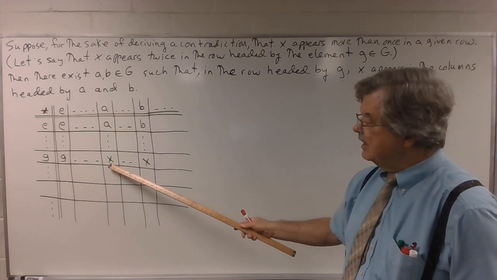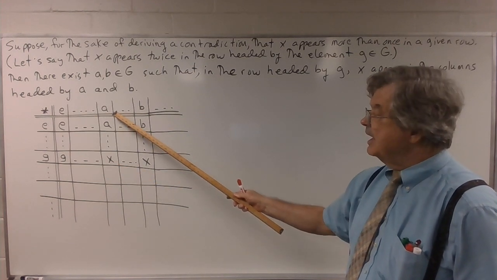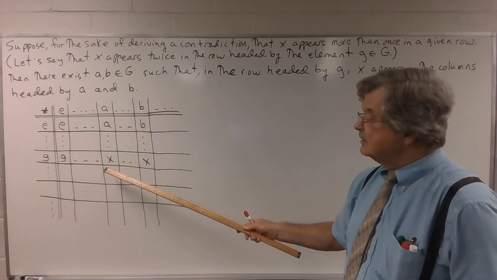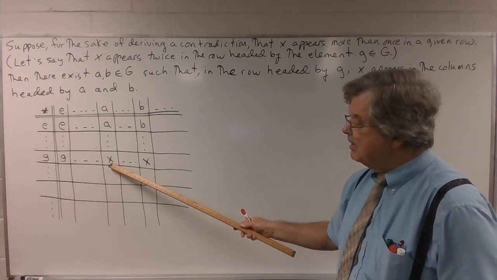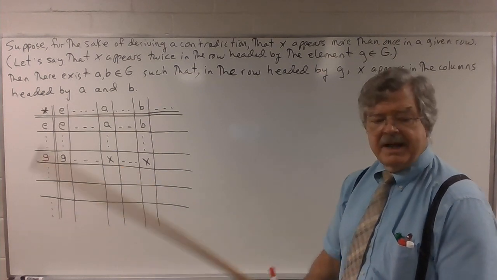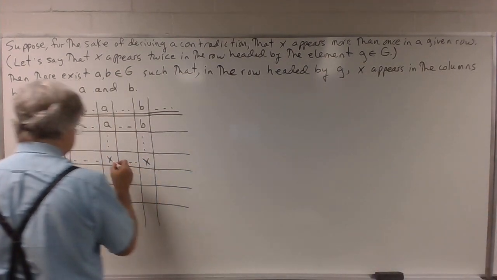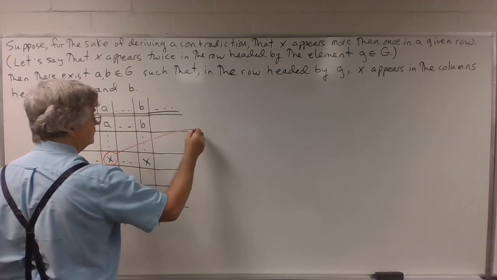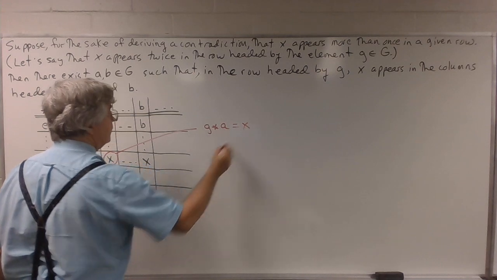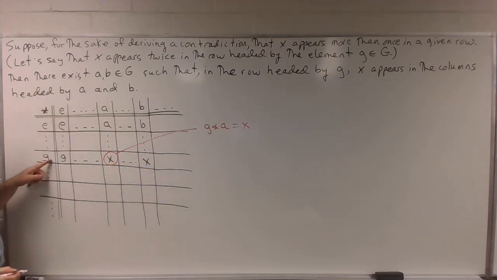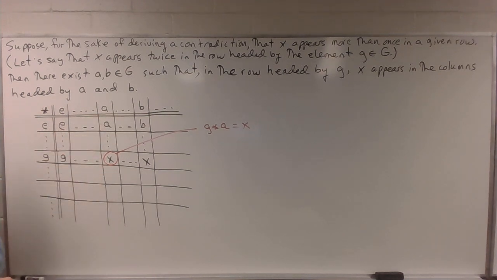Take a look at this element X right here that appears in the row headed by G and in the column headed by A. The fact that this element X appears in the row headed by G and in the column headed by A tells us something. Let's write down what it tells us. Isn't that what it tells us? G star A equals X. That's what it tells us.